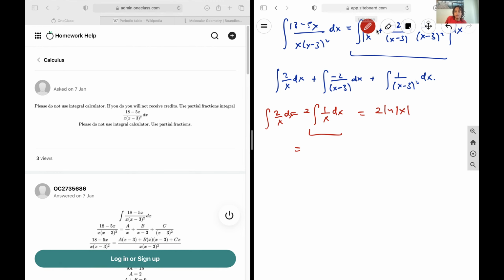Next up, we have, we're not going to add the plus c right now because we will add it at the end. The integral of negative 2 over x minus 3 dx. That is going to become negative 2 multiplied by the integral of 1 over x minus 3 dx.